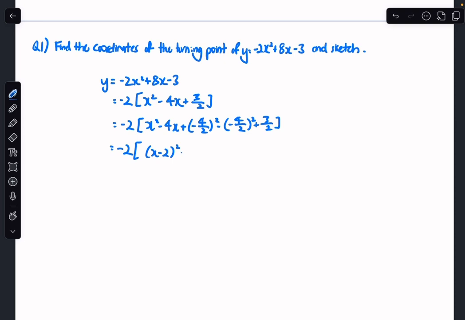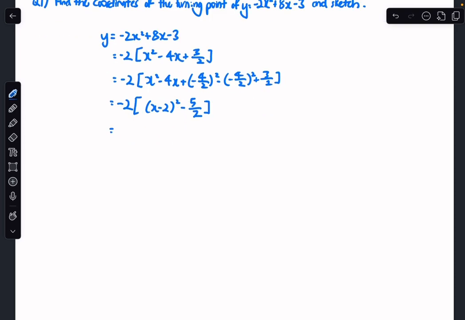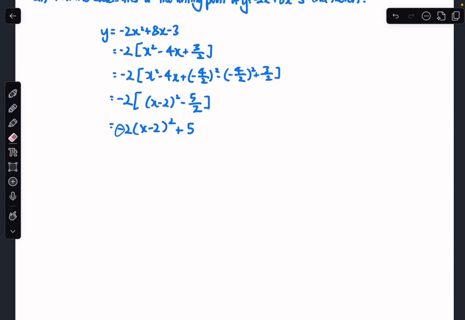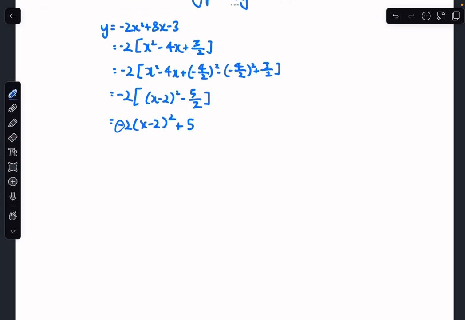Okay, x minus 2 squared, minus 5 over 2. So let's expand it. And we get this. Okay, so you see the coefficient of x squared is negative. So when it's a negative coefficient, that means this is a sad face graph. Sad face graph means it's a maximum point. And the maximum point will be 2 and 5 for the coordinates.